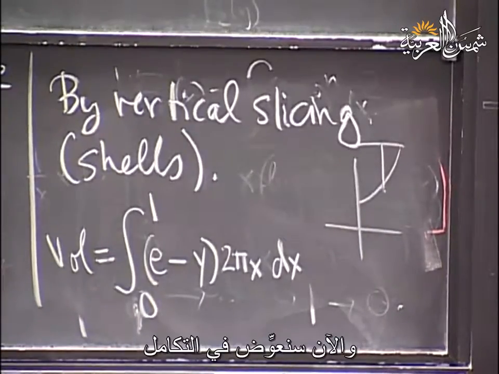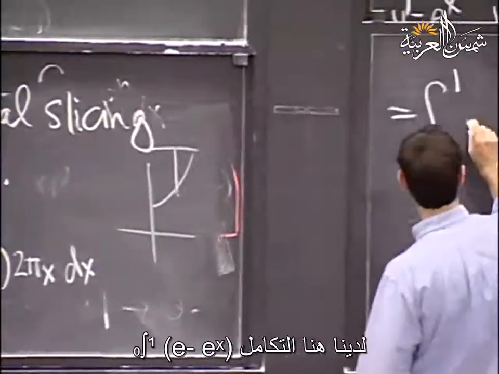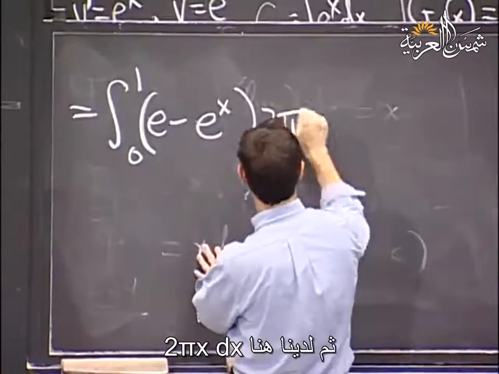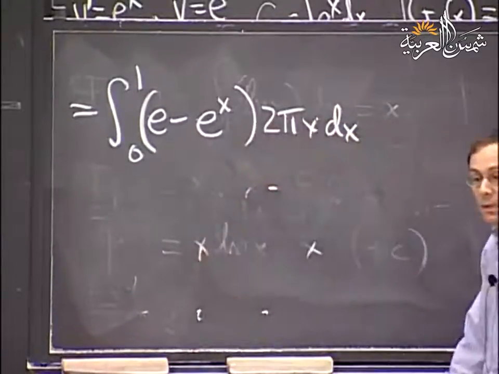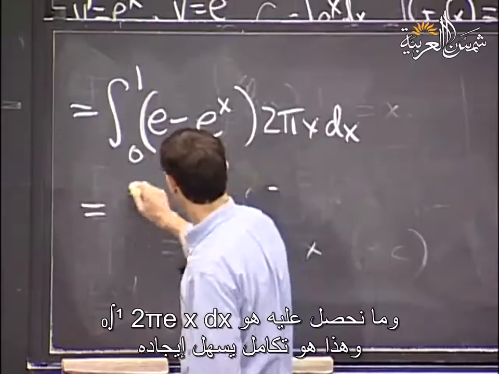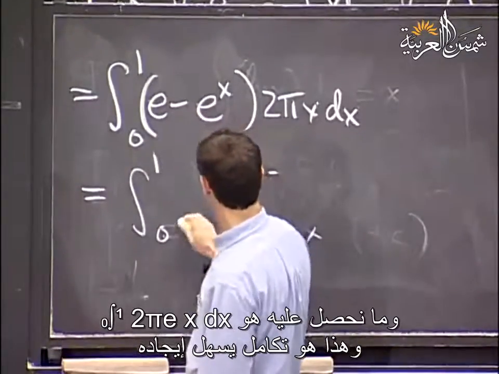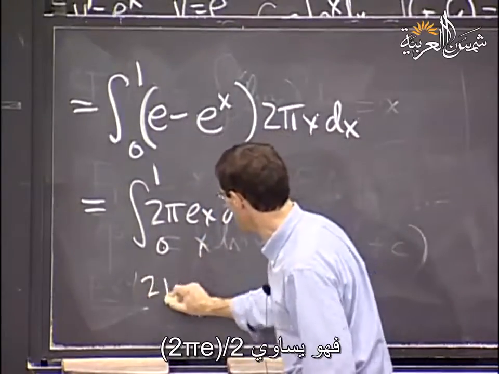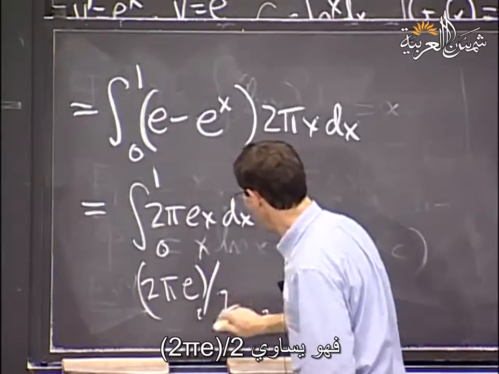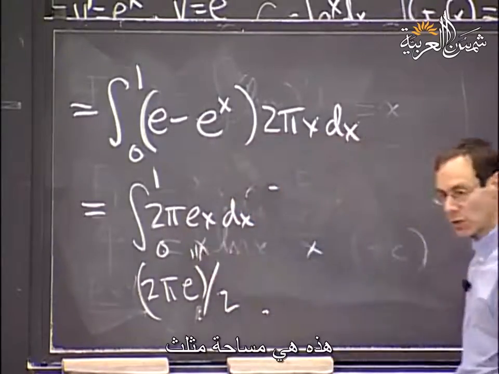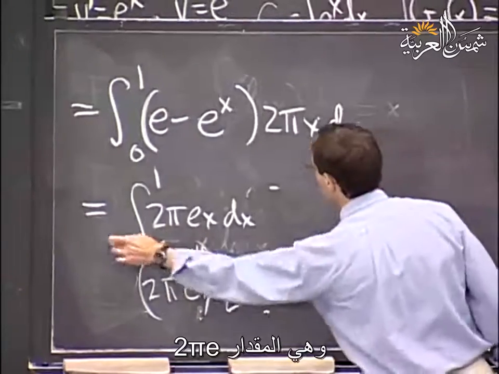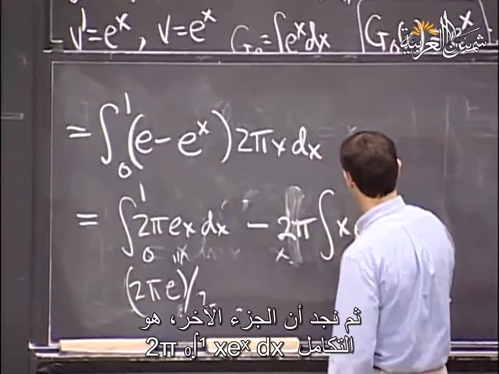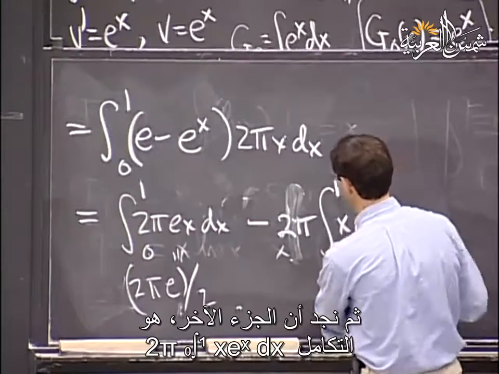So now I'm going to plug in what this is. It's the integral from 0 to 1 of e minus e to the x. That's the formula for y, 2 pi x dx. And what you see is that you get the integral from 0 to 1 of 2 pi e x dx. That's easy, right? That's just 2 pi e times a half, right? This one is just the area of a triangle if I factor out the 2 pi e. And then the other piece is the integral of 2 pi x e to the x dx from 0 to 1.